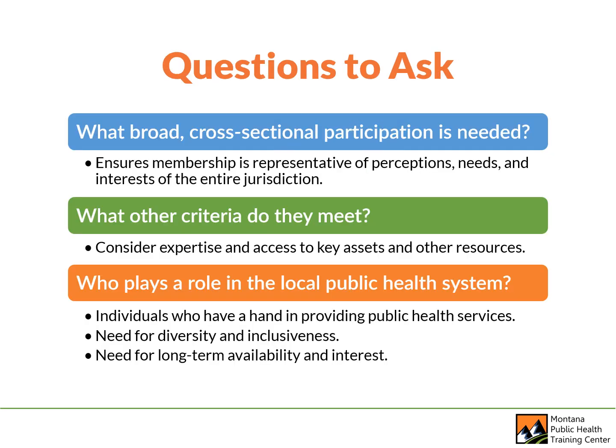So when thinking about what stakeholders to ensure are being represented when you're doing your community health planning process, we need to think of that broad cross-sectional participation. This allows membership to be representative of the perceptions, needs, and interests of the entire jurisdiction. We need to think about any other criteria that we might need them to meet. So consider their expertise, maybe access to assets and resources within the community, and then also who plays a role in the local public health system, thinking back to the bubble diagram that was shown on an earlier slide. These are those individuals that have a hand in providing public health services.